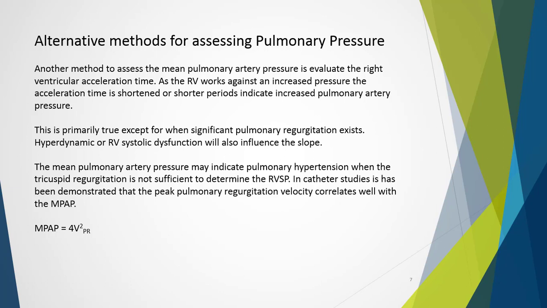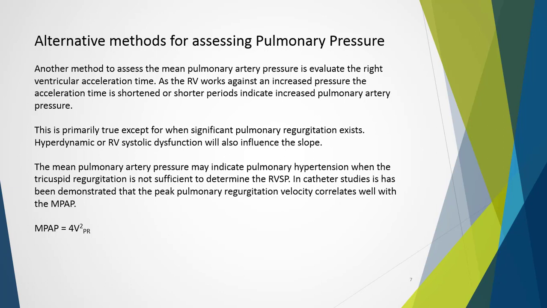Another method used to assess the mean pulmonary artery pressure is to evaluate the right ventricular acceleration time. This is obtained by placing the pulse wave sample volume in the right ventricular outflow tract, extending out the sweep speed of the spectral display for ease of obtaining the duration, measuring the time from the onset of flow to the peak. This theory works around the principle that as pulmonary artery pressure increases, the right ventricle must work harder against the high pressure to force the blood forward. Thus, as it works against the increased pressure, the acceleration time is shortened, or shorter periods indicate an increased pulmonary artery pressure.